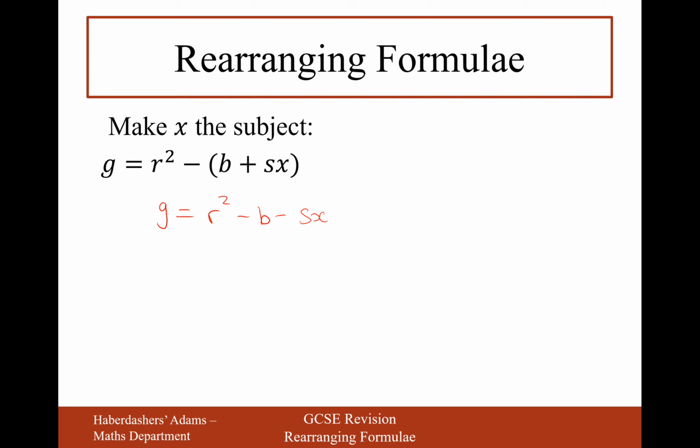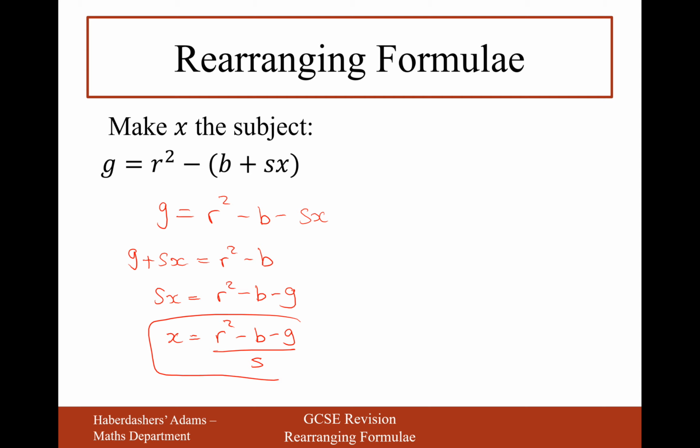X is in a negative situation here, so I'll add it to the other side. Then I'll take away the g onto the other side as well, so r squared minus b minus g. And then I'll divide by s because that's being multiplied to the x. And there we are, that's the answer in this question. So just be really careful when you're expanding a bracket and it's got a negative at the start of that bracket.